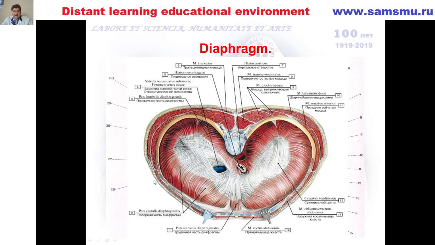So let's see again. You may see the weaknesses of the diaphragm. These are trigonum lumbocostale, and these are trigonum sternocostale. And also the greatest weakness of the diaphragm is the hiatus esophageus. You may see it on this picture.